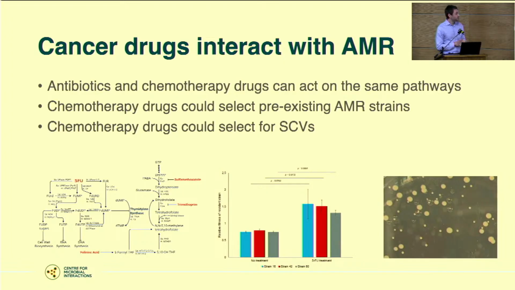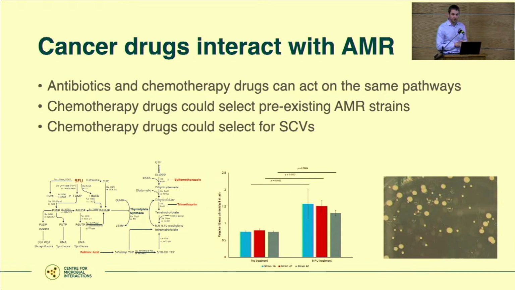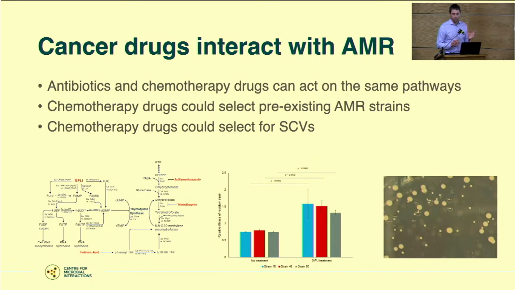We've been able to show that antibiotic drugs and chemotherapy drugs can interact with one another and can interact in the same pathways. We want to do some more work to work out exactly how that is happening. We've been able to show that chemotherapy drugs can select for pre-existing resistant strains, so that's particularly worrying and something we need to look at more broadly, and how wide an effect is this?